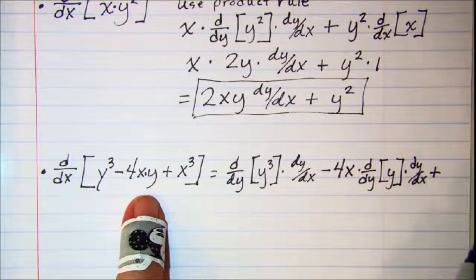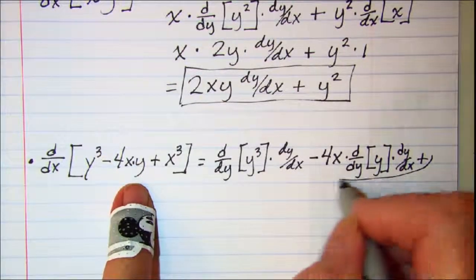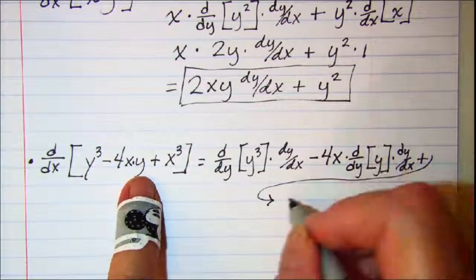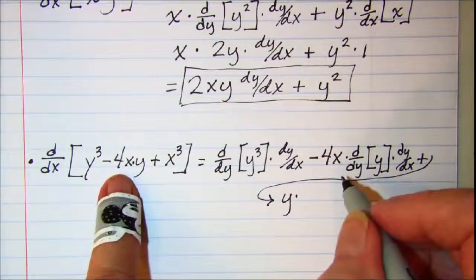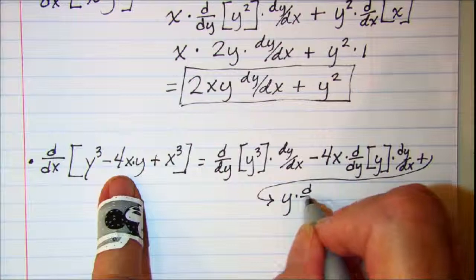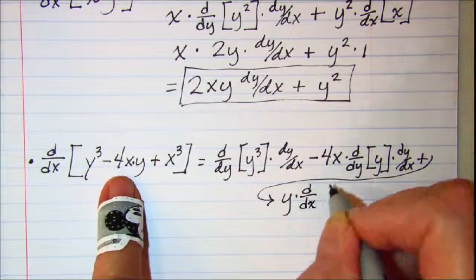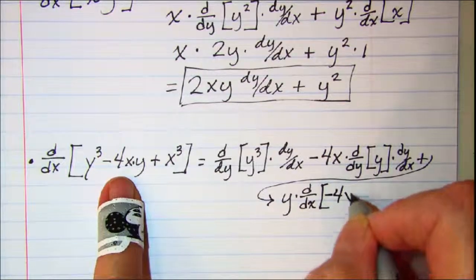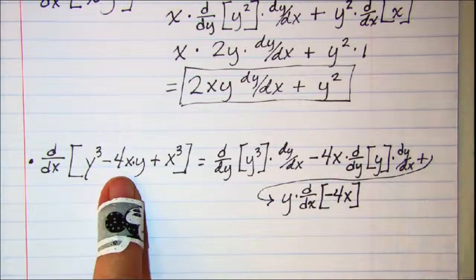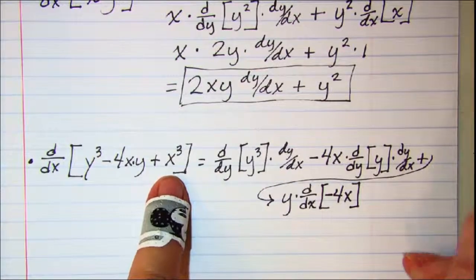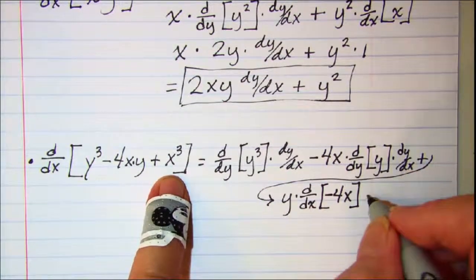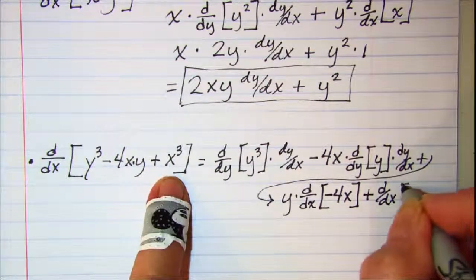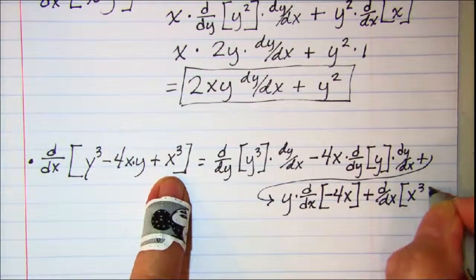Plus, and I'm running out of room, so I'm going to come down here. The second factor times the derivative of the first one, and it's just an x term, so derivative with respect to x. And then on this one, it's just an x term again, so the derivative with respect to x of x cubed.